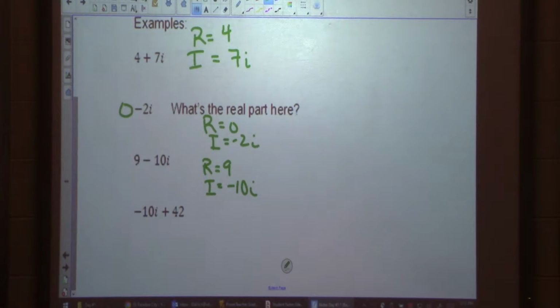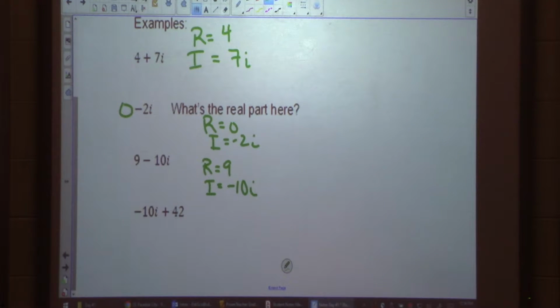Following the rules, I'm gonna say the real part's negative 10i. Rest in peace, Jared. Why isn't it negative 10i? Because it has an i. It's got an i, right? That's our imaginary part. So, hey, what's wrong with this bottom one?